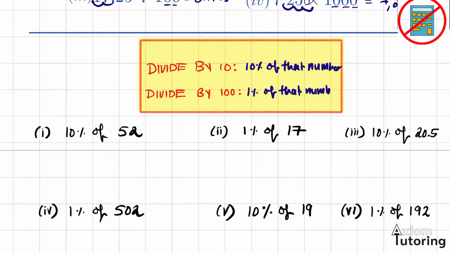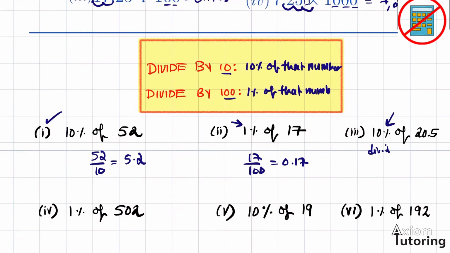So if we want to work out 10% of 52, we just divide 52 by 10. 52 divided by 10 is 5.2. If we want to work out 1% of 17, we divide 17 by 100. 17 divided by 100 is 0.17. 10% of 20.5, we divide by 10. Move the decimal point one space to the left, and you get 2.05.